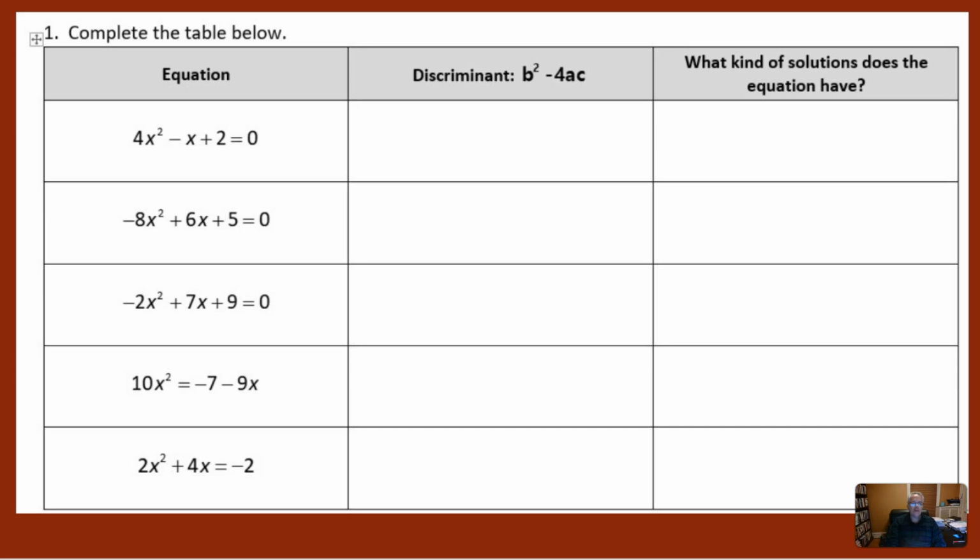All right, so we're going to try this out here. Here's our equation, and we're not going to solve it. We're just going to find the discriminant. We're going to calculate b squared minus 4ac. So in this problem, a is 4, b is negative 1, and c is 2. So b squared would be parentheses negative 1 squared, minus 4 times 4 times 2. That's the discriminant. And if you calculate that, you get negative 31. So that means in the quadratic formula, the square root part would be taking the square root of a negative number. That means no real solutions.